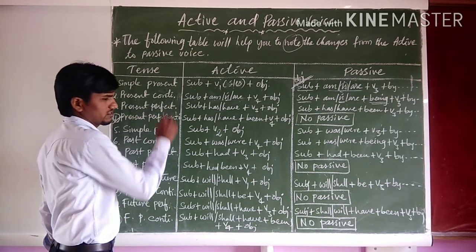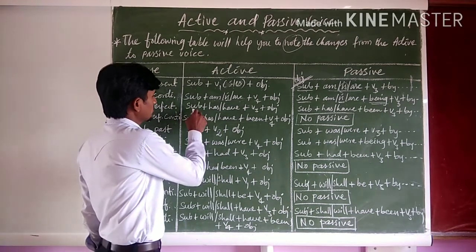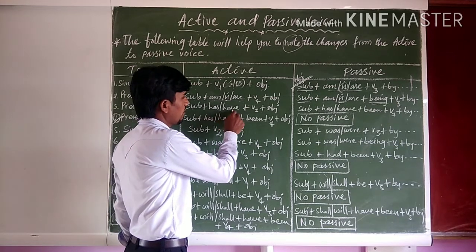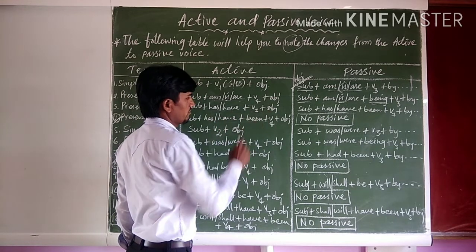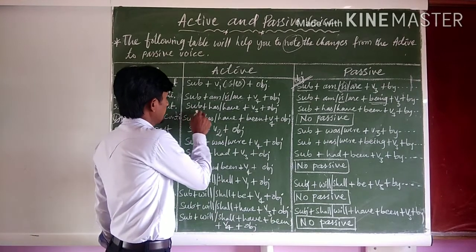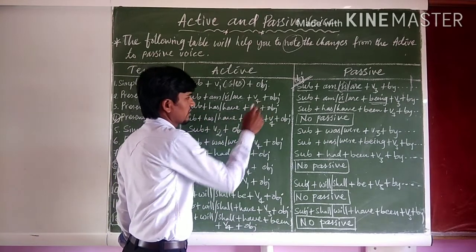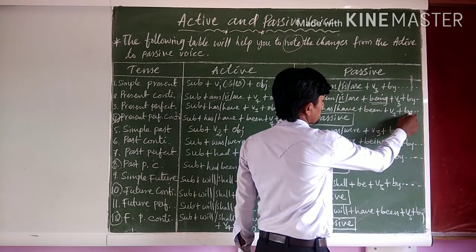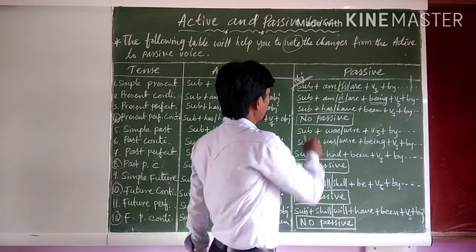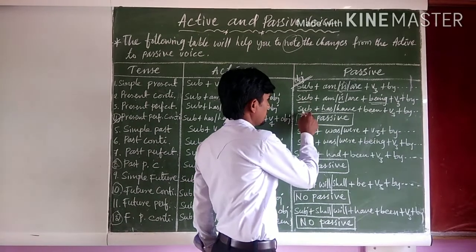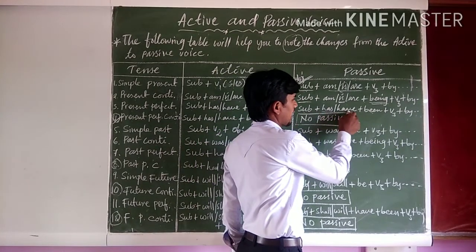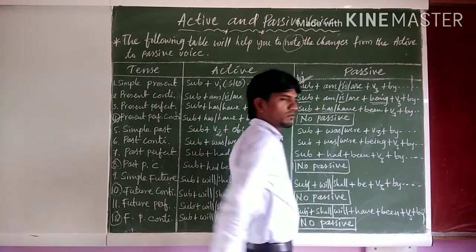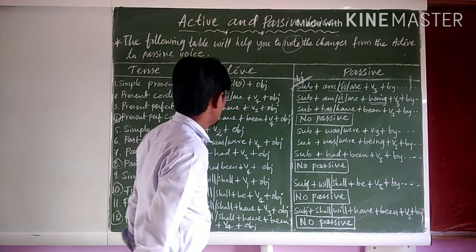Present perfect tense. The structure is subject plus has or have plus V3 plus object. He has written a letter. A letter has been written by him. Therefore, the passive voice structure is subject plus has or have plus been plus V3 plus by prepositional phrase.